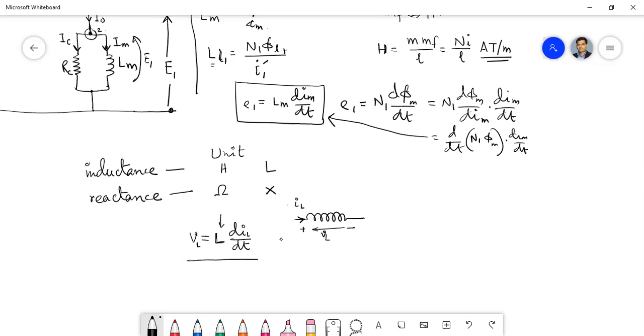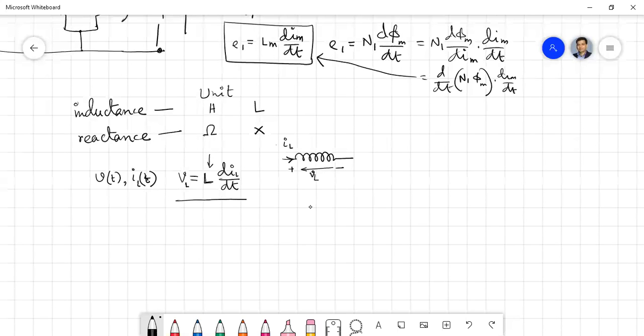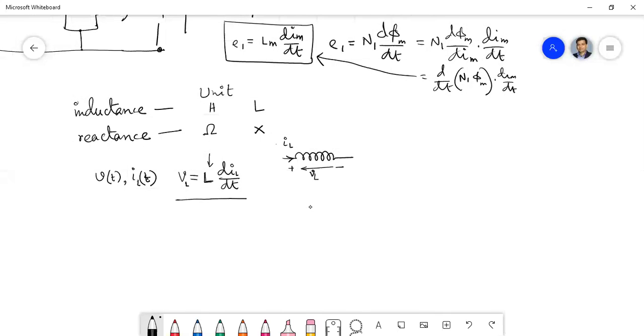I have to write all these in small letters because they are functions of time. So both this VL and IL are functions of time. Okay, is that clear? So this is the definition of the property which is called inductance.